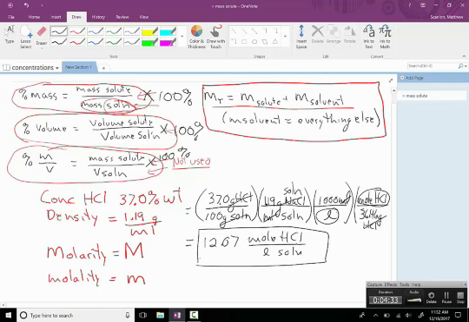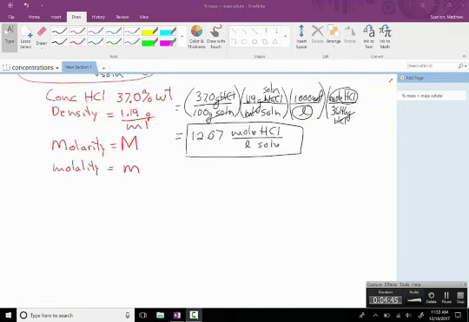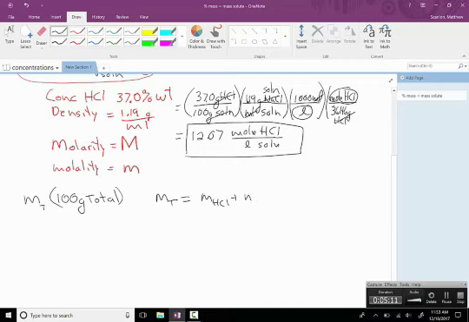I could convert molality directly as I did in the previous video, or I could use a different way. So now I want to do the molality part, and I'll do it a slightly different way. I'm going to pick 100 grams total. I can pick whatever amount I want when I do these problems. 100 grams total is the mass that I pick. So the mass total has to equal the mass of HCl plus the mass of the solvent. That is always true, okay?